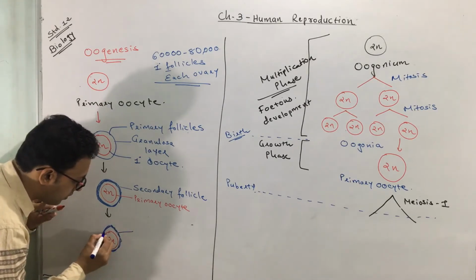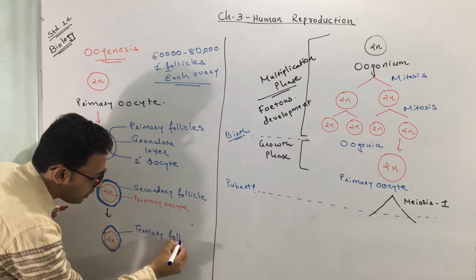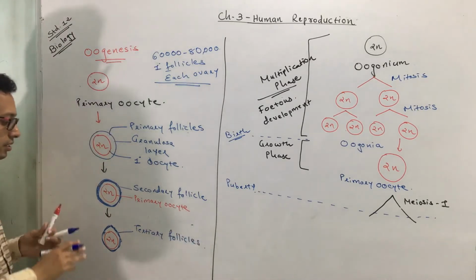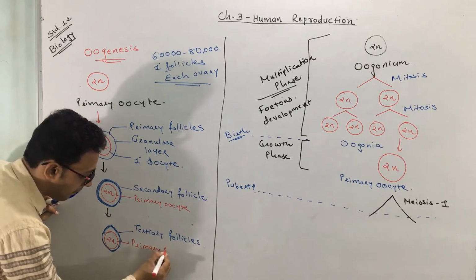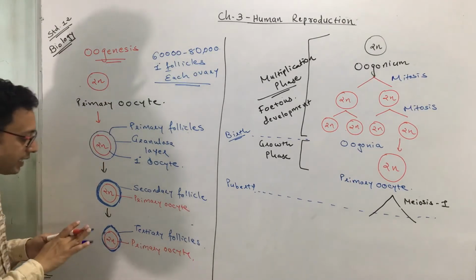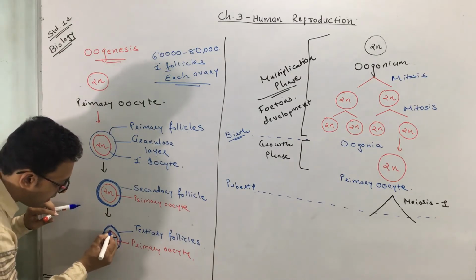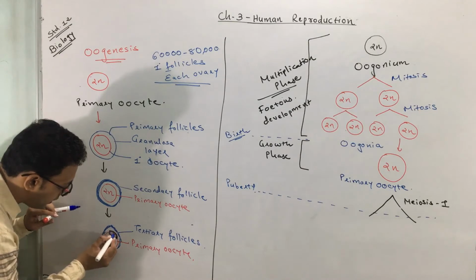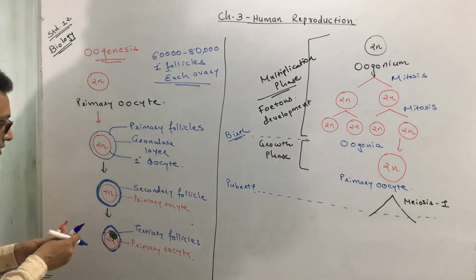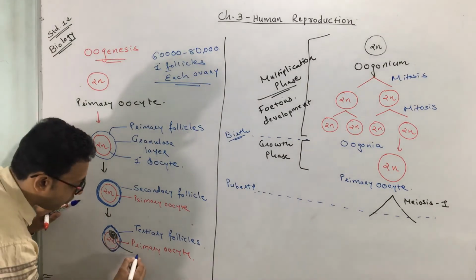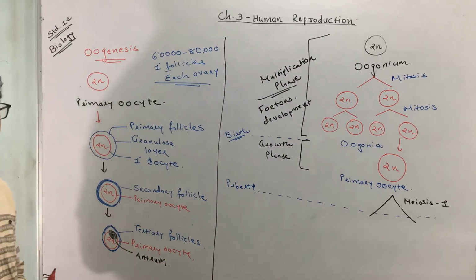a tertiary follicle. It gets converted to a tertiary follicle, and this is the primary oocyte which remains itself. Okay, in a tertiary follicle there is a fluid filled cavity. This is the characteristic: a fluid filled cavity you can find in a tertiary follicle. This fluid filled cavity is called the antrum.